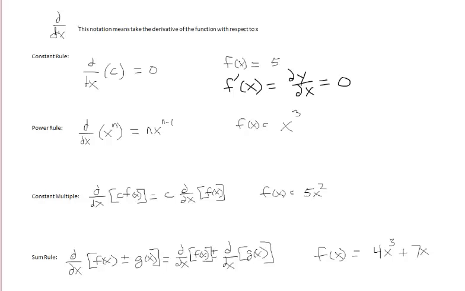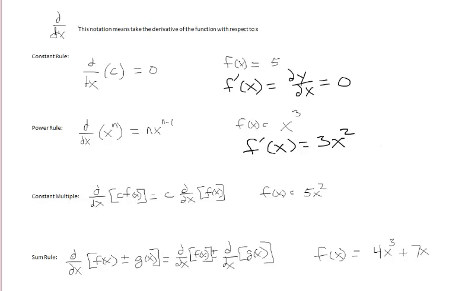It's d dx of x to the n is equal to n times x to the n minus 1. So essentially we're going to multiply down, or move down, the exponent in front of the variable and then subtract 1 from the exponent. An example of that would be if f of x is equal to x cubed, then f prime of x is equal to 3x squared.